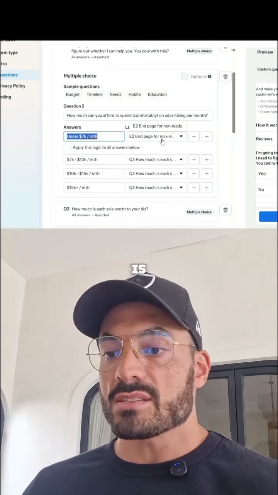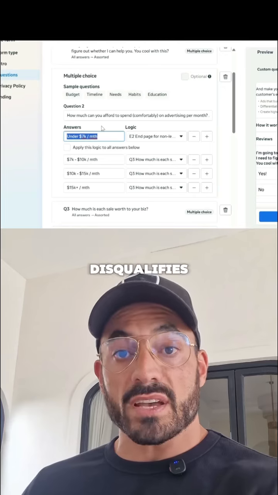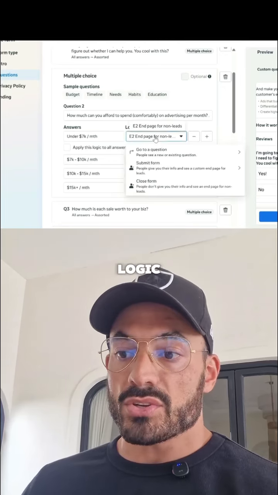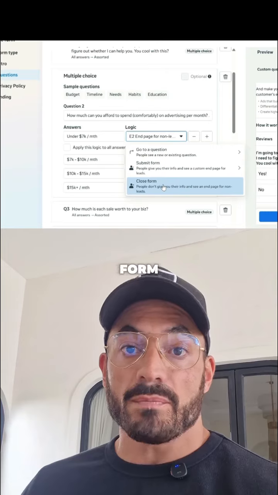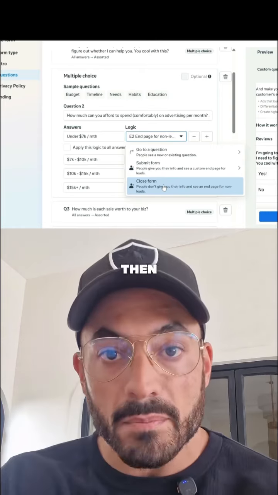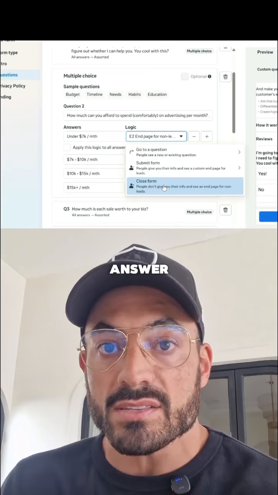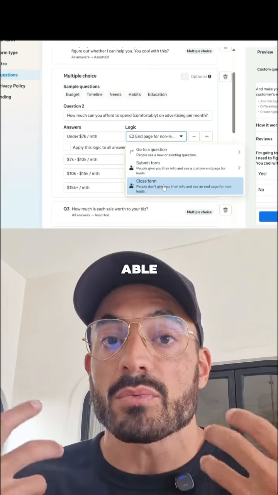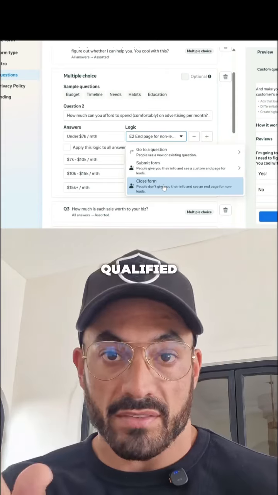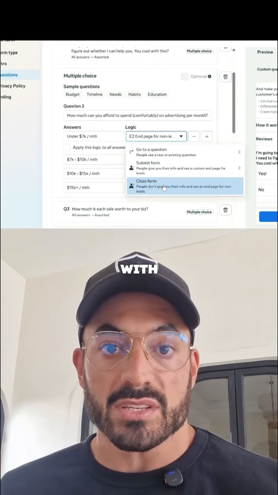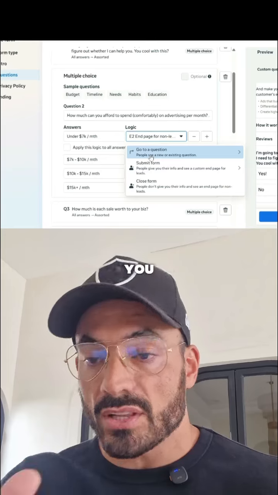Now, how this works is if people answer in a way that disqualifies them as a potential lead, in this conditional logic dropdown, you just go to close form. That means they can't submit it. They don't become a lead. And then bonus, your ad account only optimizes for people who select the right answer, who are qualified. This is how you're able to target people who are more qualified for your business without you having to mess around with targeting. And then obviously if they meet that criteria, you click go to the next question.